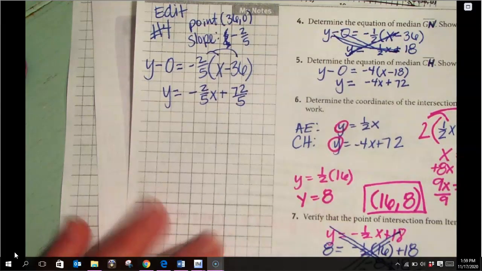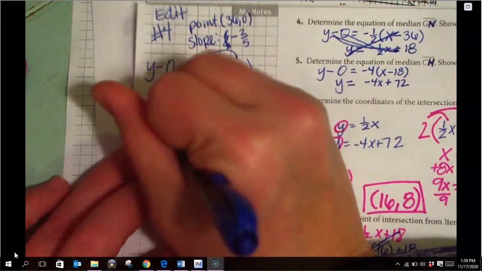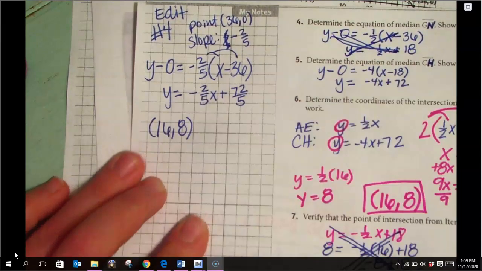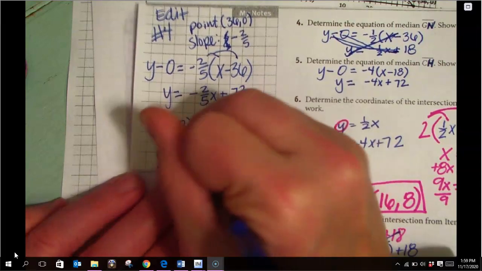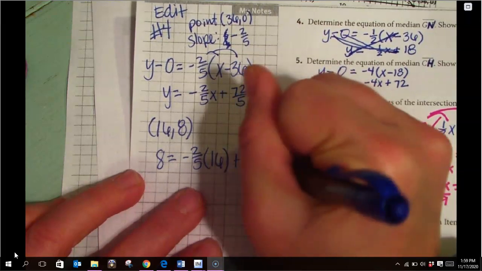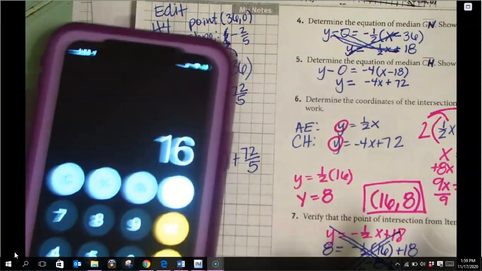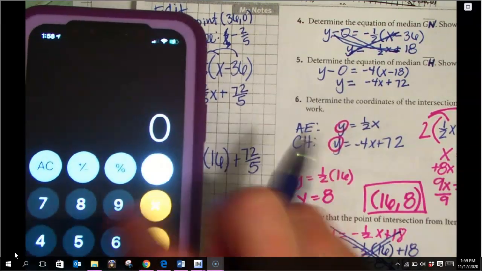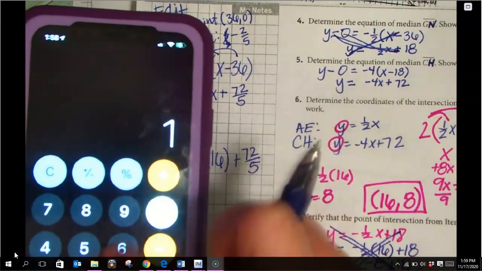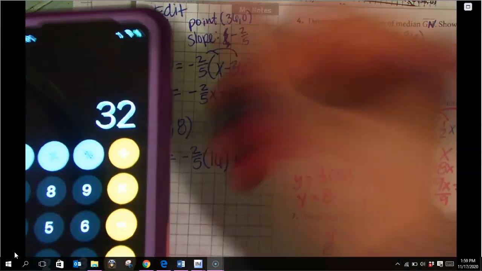Okay, so we're going to redo number 7 by plugging in our solution, which is 16, 8. So I plug in the 8 for y, and I plug in the 16 plus 72/5. Okay, this is when it's super helpful to have a calculator. I did not bring home my graphing calculator, so I'm using my cell phone just like you guys do. So I'm going to do negative 2, or really just 2 times 16. That's not right, 2 times 16 is 32.